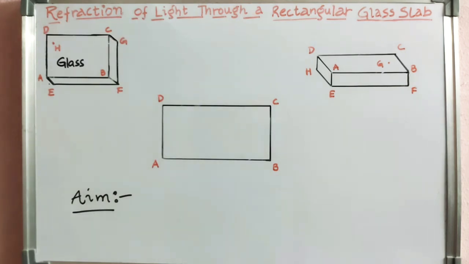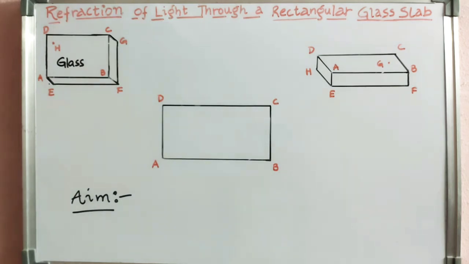What is the aim of your experiment? To trace the path of light passing through the glass slab and to find the angle of incidence, angle of refraction and angle of emergence, and also interpret the results which you see. You will get the value of the angle of incidence, angle of refraction, and angle of emergence. I'll show it. Don't worry.